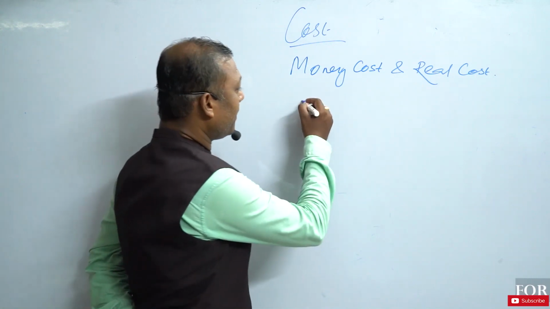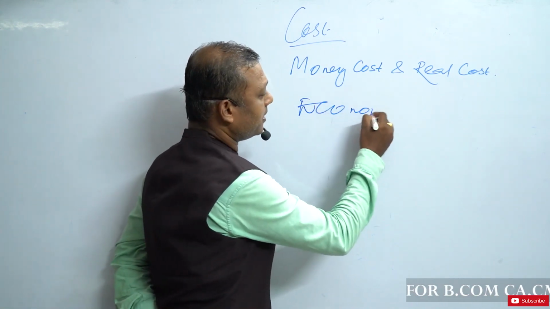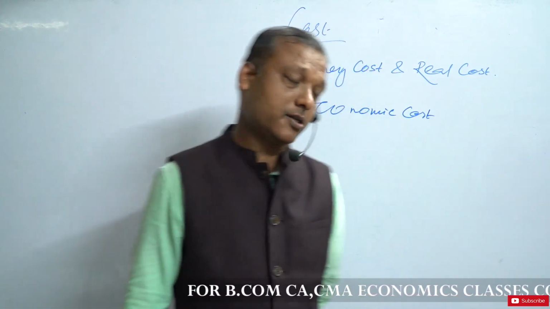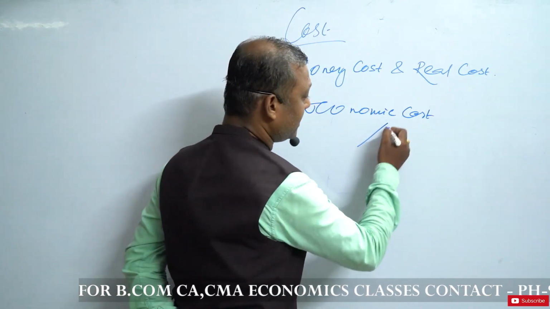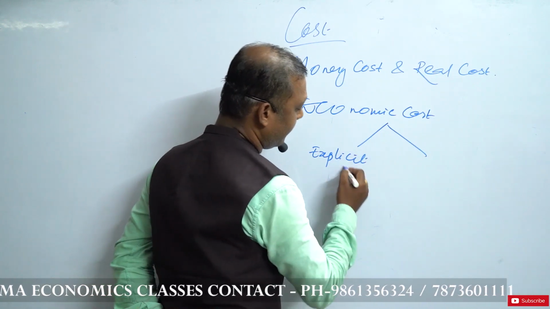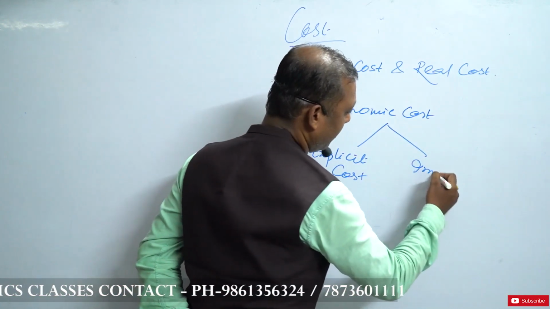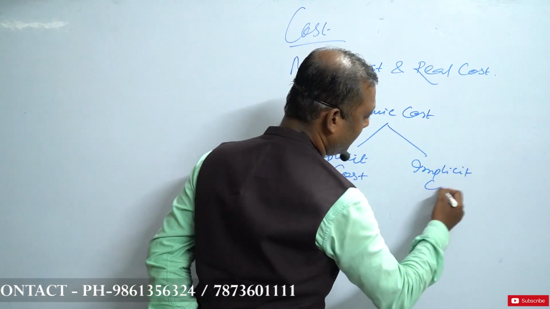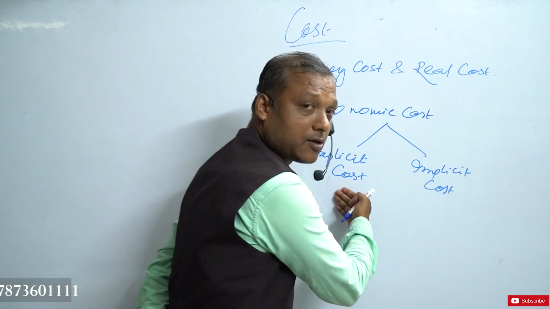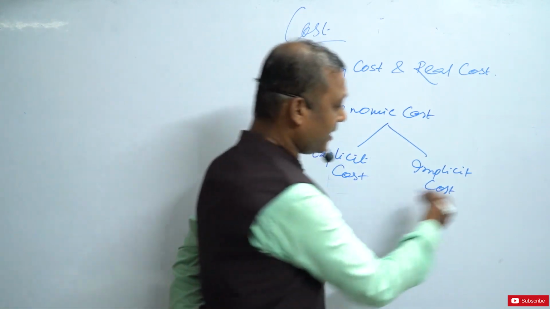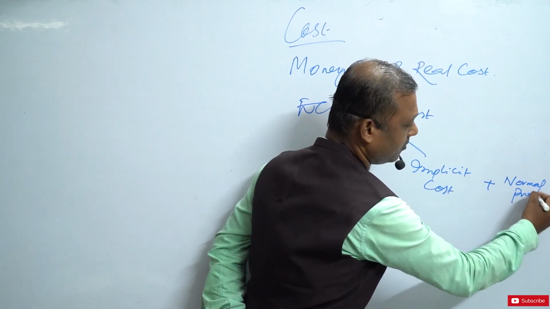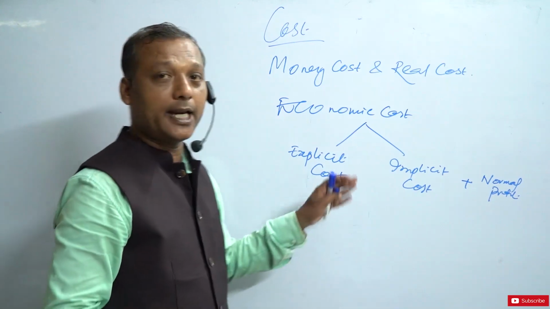Now again we will go for one more important concept, that is your economic costs. What is that? Economic costs. Actually, we can classify economic costs under two heads. One is your explicit cost and another is your implicit costs. Economic costs are classified mainly under explicit cost and implicit cost. And in the last part we have to add normal profits. Then it becomes the entire economic cost.